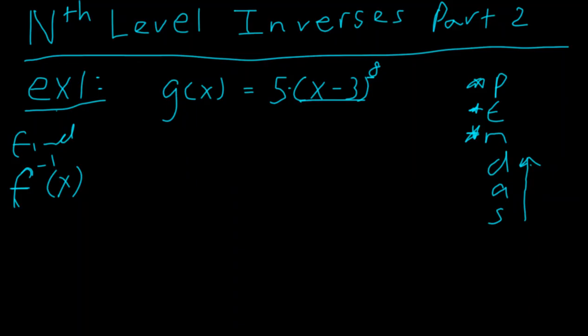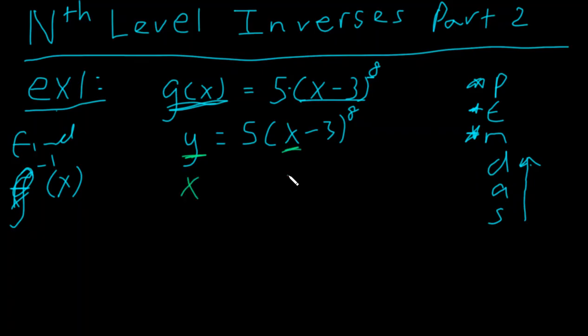So the first thing we know is that whenever finding g inverse of x, we always start by transforming our function notation into y. Y is equal to 5 times x minus 3 raised to the 8th power. We also should know that to find the inverse of a function, we simply take our x and our y and flip them. So we'll say x is equal to something something y, and what would that look like? Well, we'd say x is equal to 5 parentheses y minus 3 raised to the 8th power.